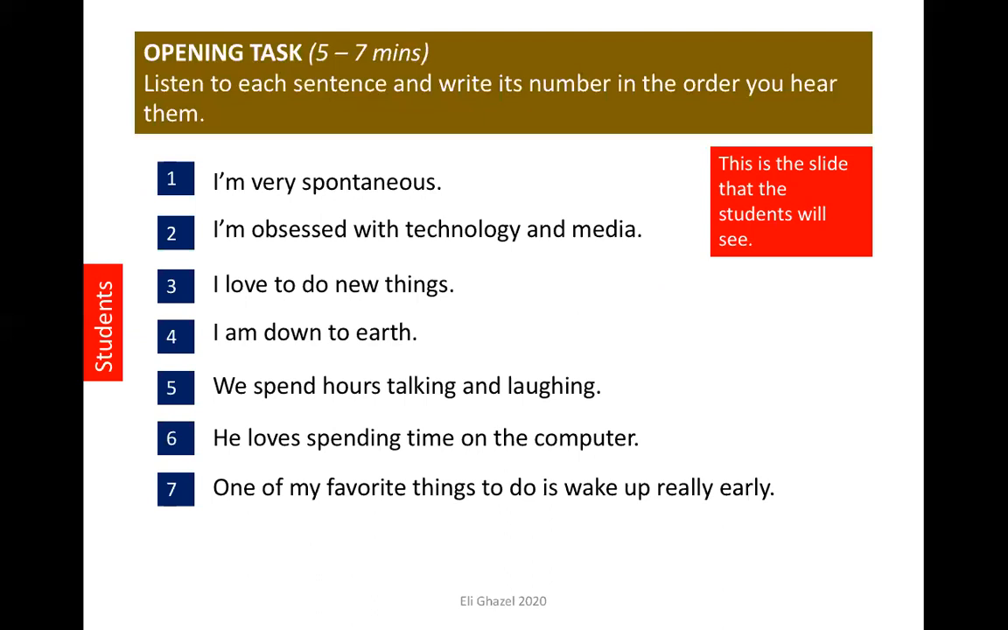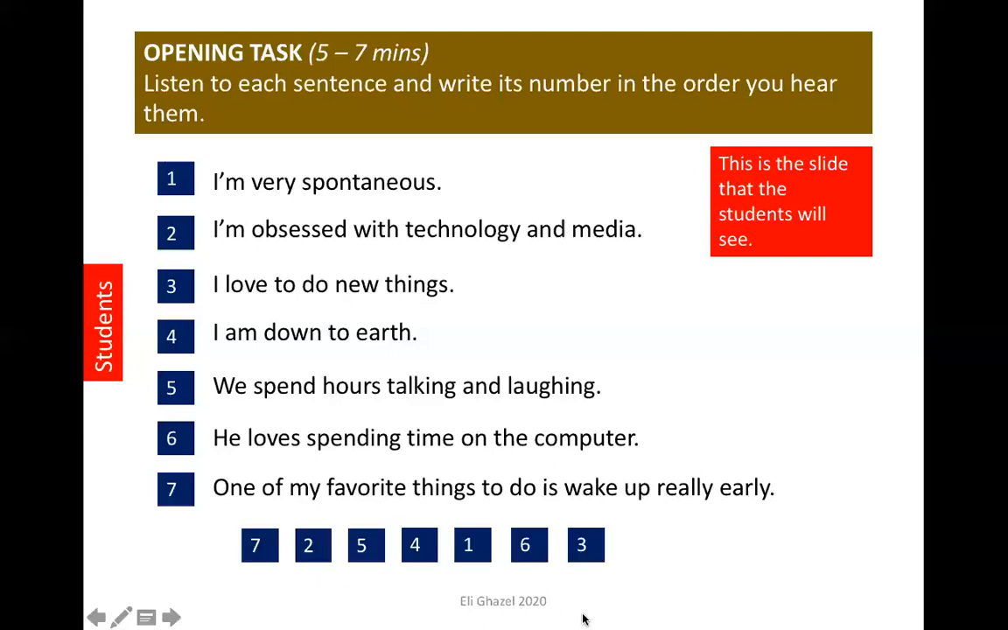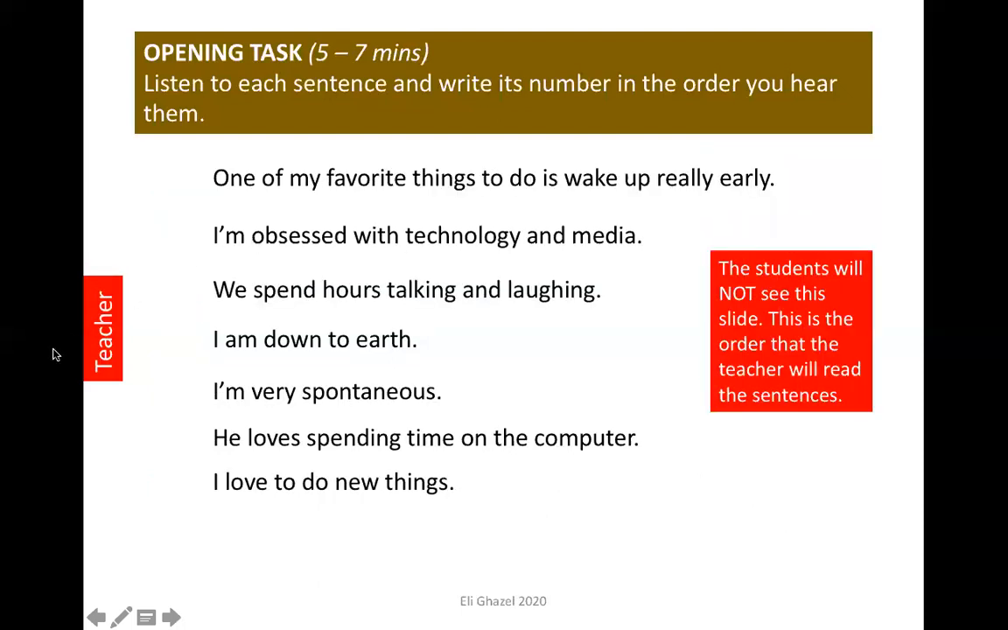So you go. I am down to earth. What will the students write on their paper? 4. And when you finish, you say, all right, check your answer, click, and this is the order that you read them. Now, how do you know that? Well, I made this for you, the teacher. I put it in this order, but you really do not have to follow my order. You can put any order you like, but then you'll have to change the numbers, okay?